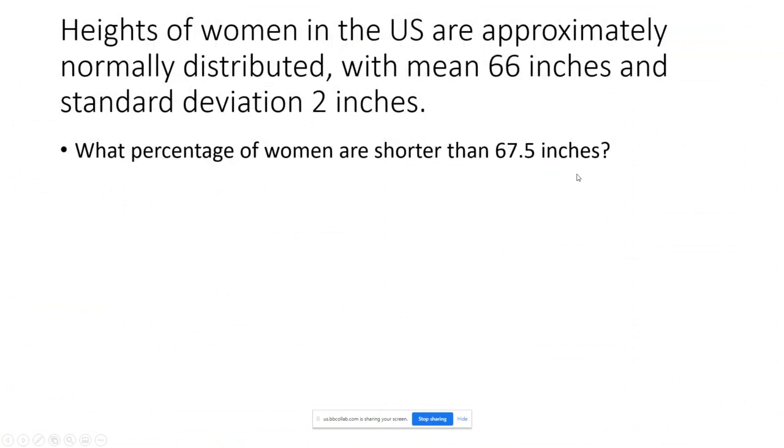So let's try this. Heights of women in the US are approximately normally distributed, with mean 66 inches and standard deviation 2 inches. Try using either normal CDF on your calculator or p-norm in R to find the percentage of women that are shorter than 67.5 inches.